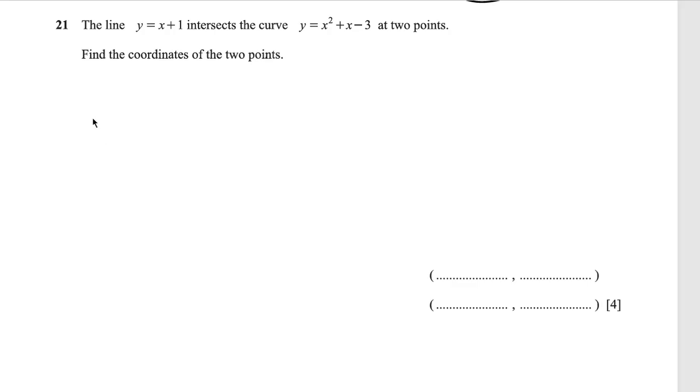Question 21 says the line y equals x plus 1 intersects the curve y equals x squared plus x negative 3 at 2 points. Find the coordinates of the 2 points.